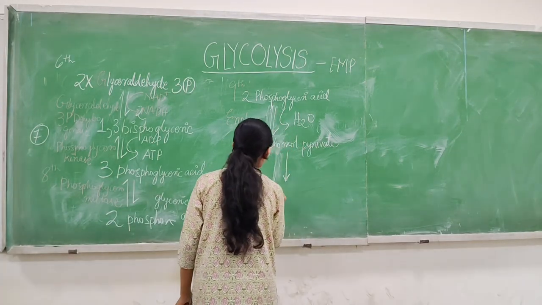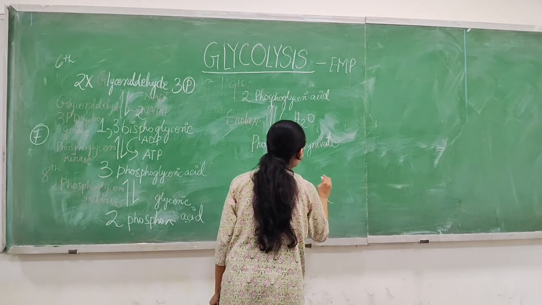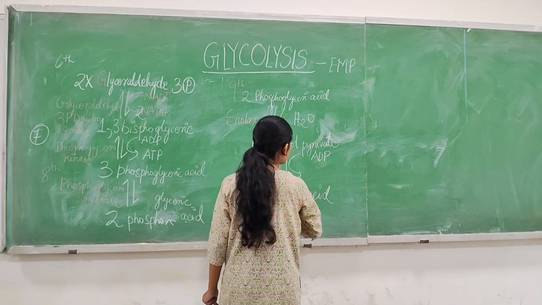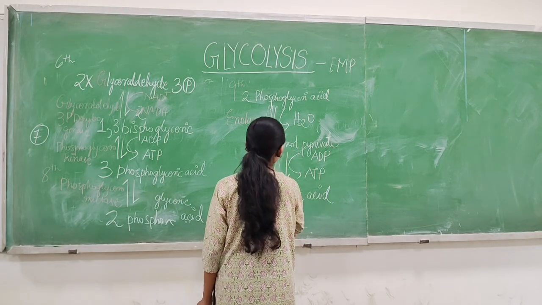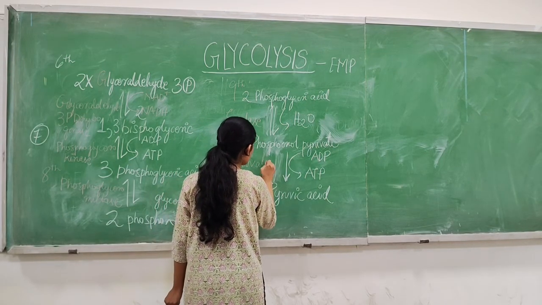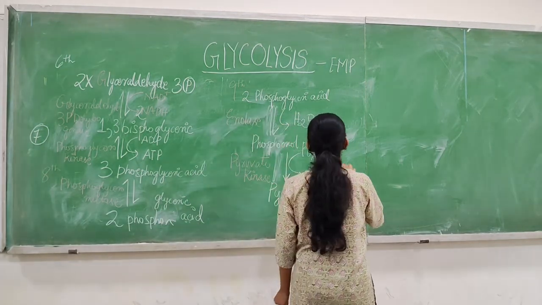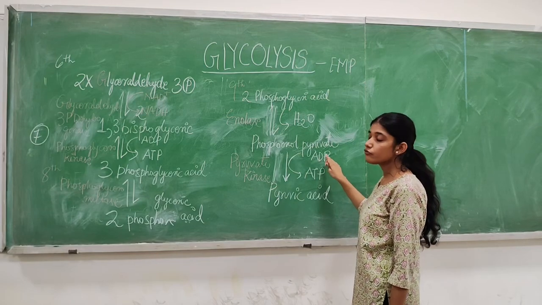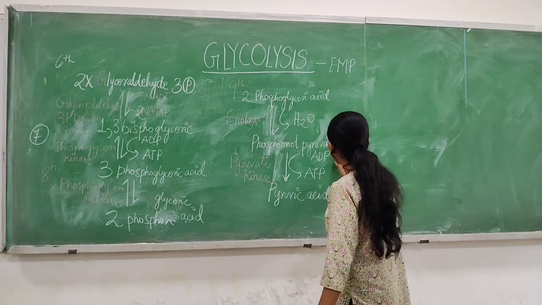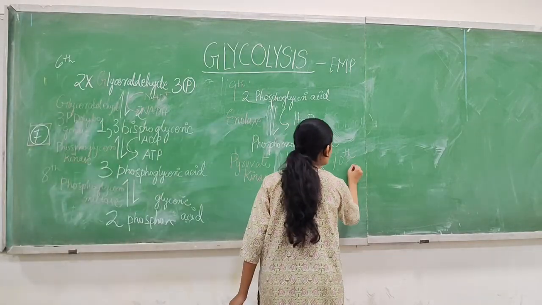In the last step of glycolysis, there is the formation of pyruvic acid. Here, one phosphate molecule is transferred to ADP to form ATP. This is done by an enzyme called pyruvate kinase. The transfer of the phosphate group from a high energy compound to ADP is called substrate level phosphorylation. So here in the 10th step and the 7th step, the ATP is produced by substrate level phosphorylation.